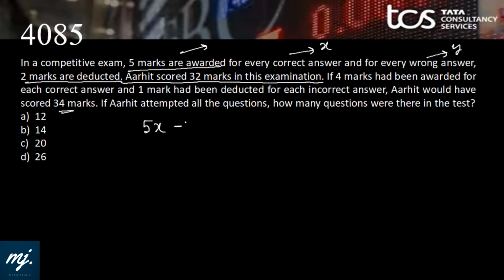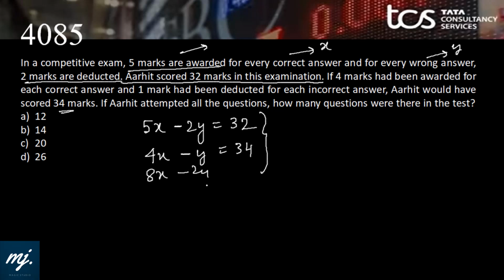Then we will have 5x total marks from the correct answers minus 2 marks deducted, 2y. This equals his actual score, 32. If 4 marks are given for correct and 1 mark is deducted for a wrong answer, he would have scored 34. We just need to solve these two equations to find the values of x and y.